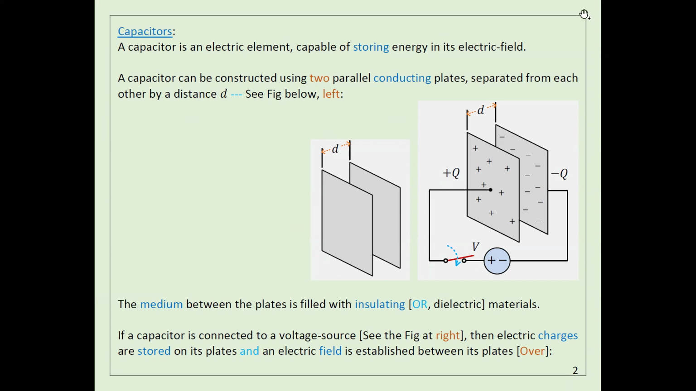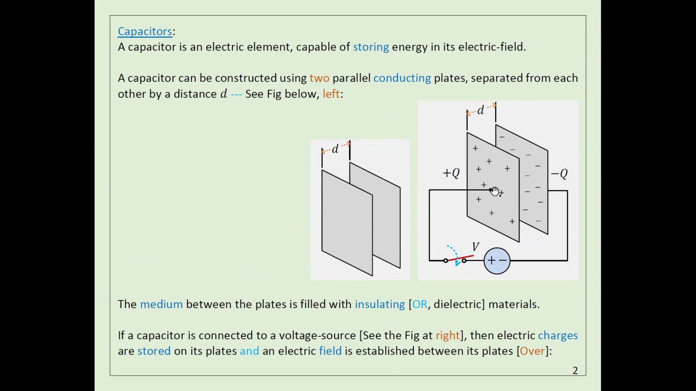So here, as you see, we have two plates. The area of each plate, I'm going to call it A. The distance between them, they don't touch each other, because if they touch each other, it is going to make a short circuit. So there is a separation between them, and the distance here is D. Between the two plates we put an insulator, which we call dielectric material or insulator.